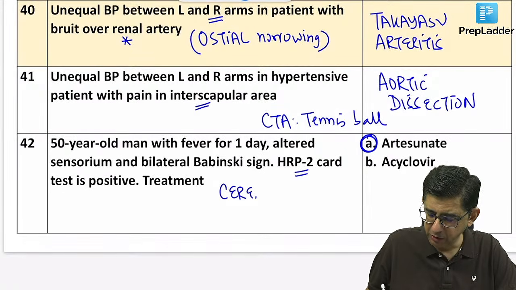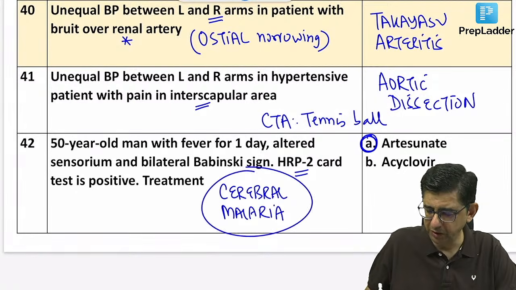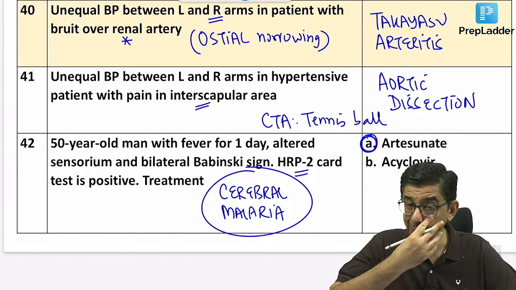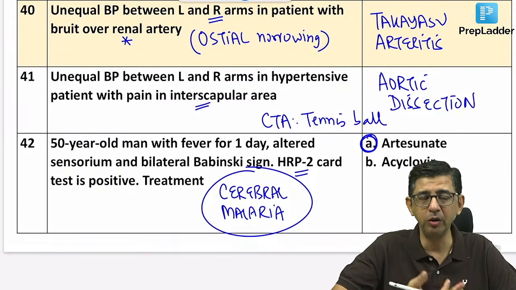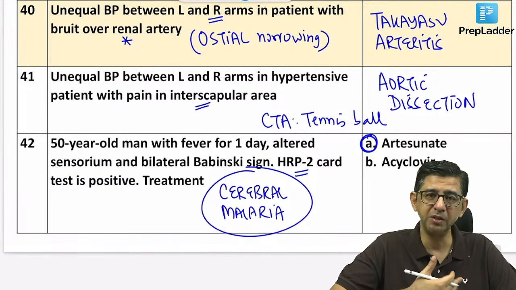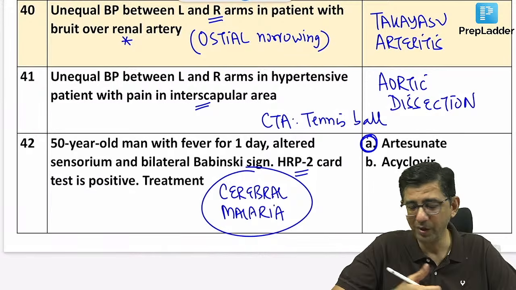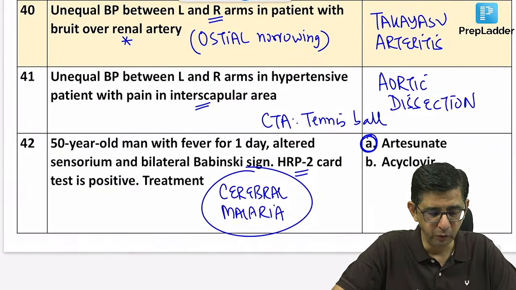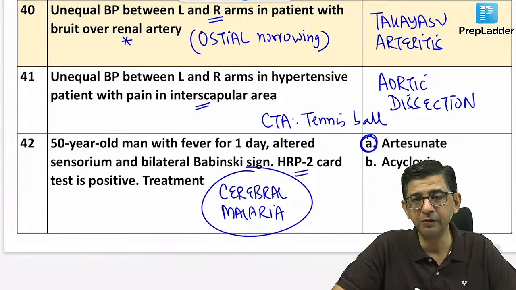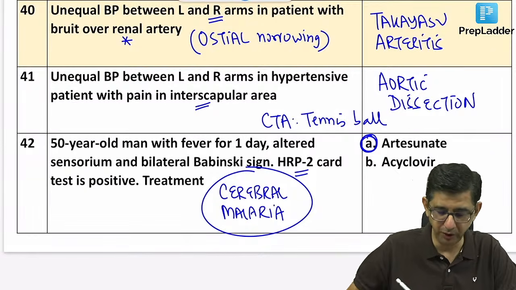That cerebral malaria is causing irritation in the brain, and that is why this chap is having a bilateral Babinski, because the corticospinal pathway is affected. What happens in malaria is RBCs become sticky, they stick to each other, so there are micro infarctions occurring in the brain, and if the blood supply to the corticospinal pathway is affected, that's why there would be this Babinski sign coming up in this patient, along with diffuse cerebral dysfunction or a development of altered sensorium.